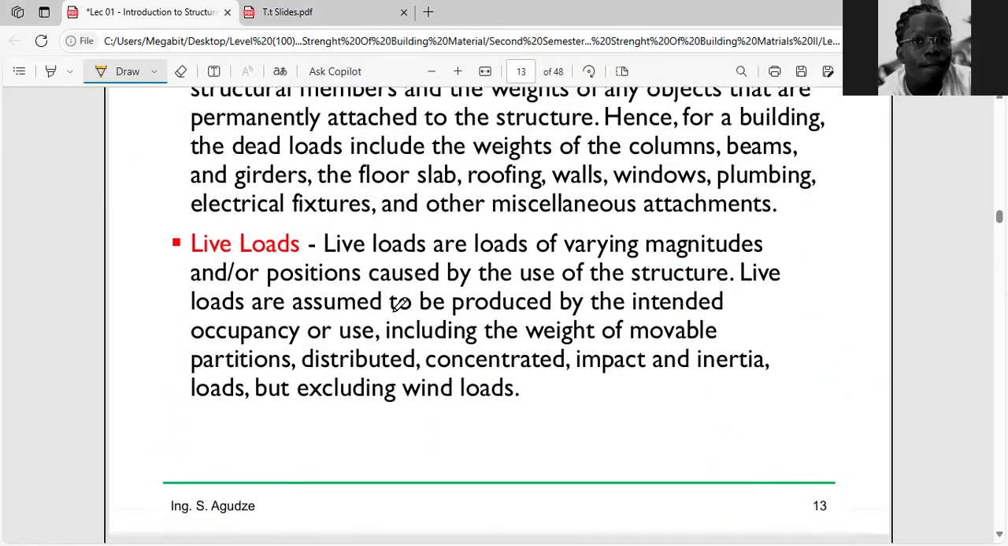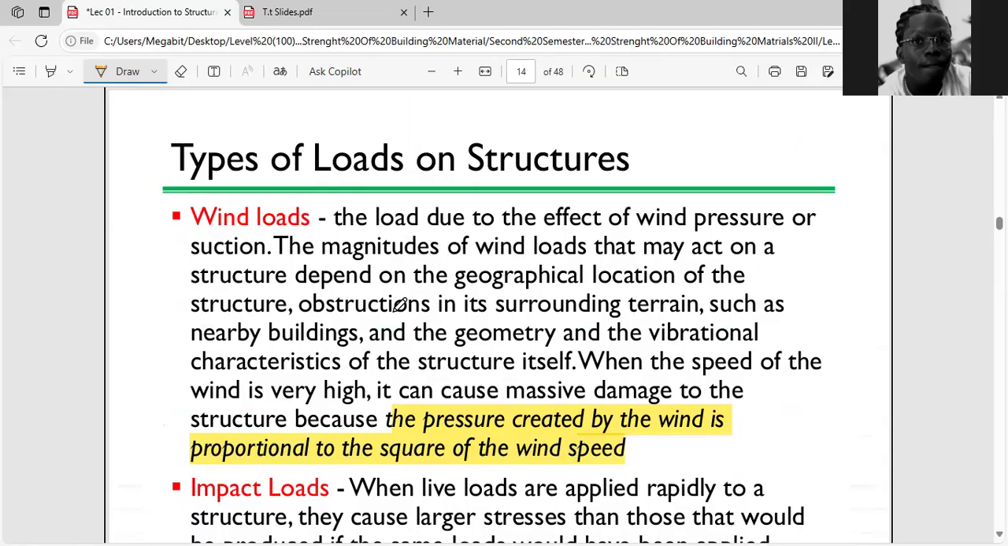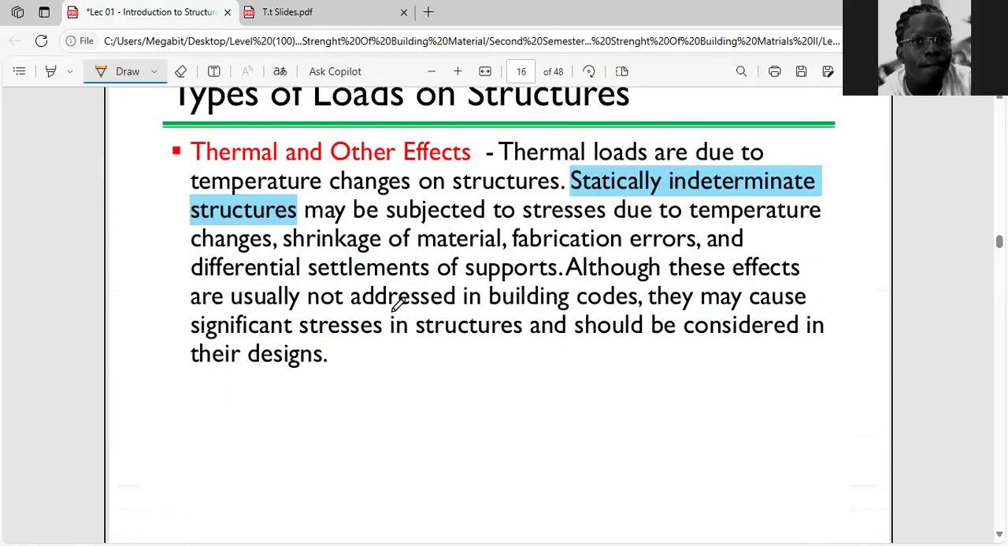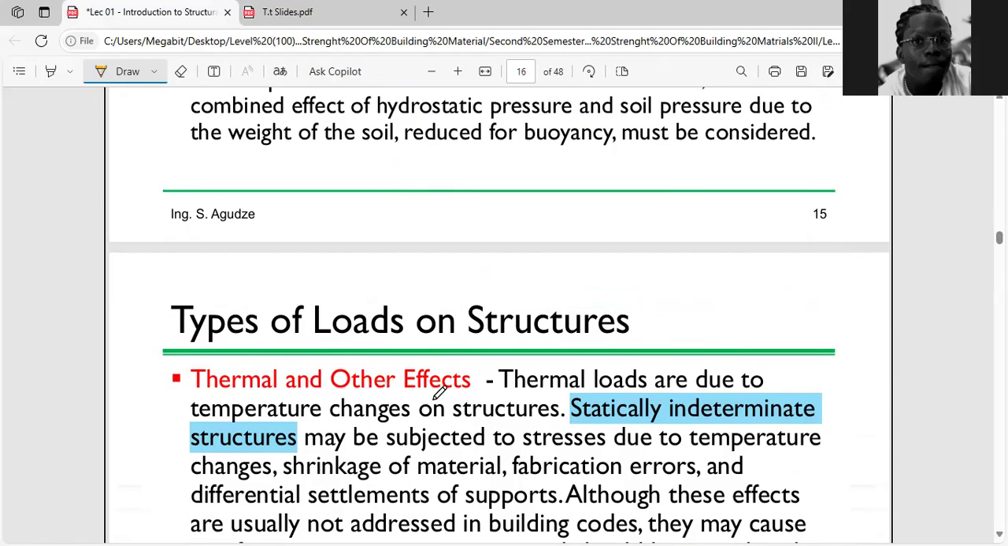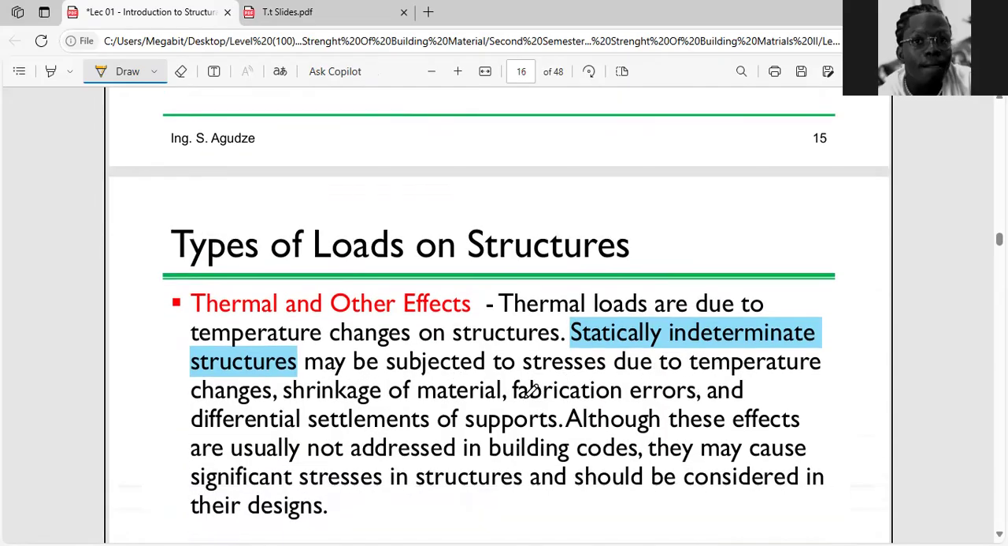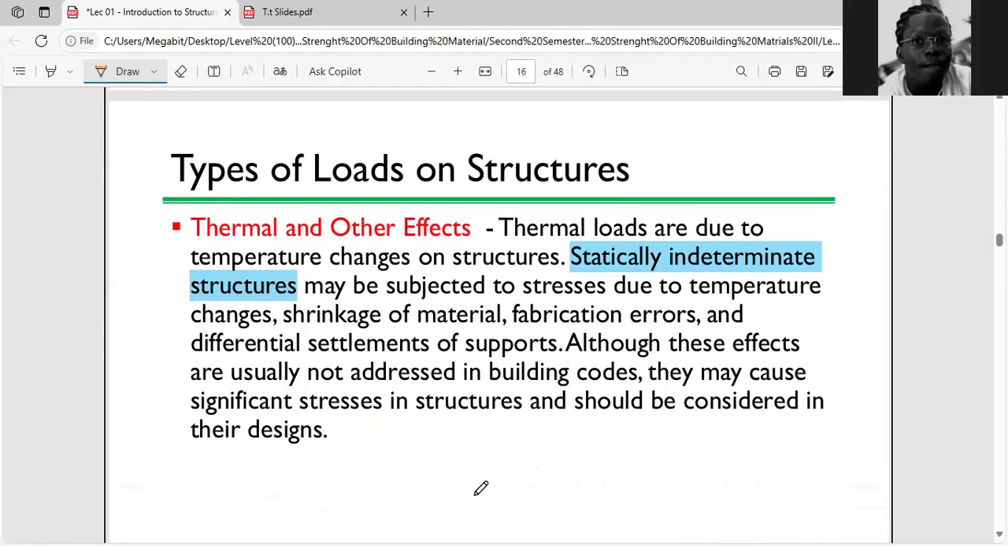Let's talk briefly about the thermal and other effects. Thermal loads are due to temperature changes on structures. Statically indeterminate structures may be subjected to stresses due to temperature changes, shrinkage of material, fabrication error, and differential settlement of support, although these effects are usually not addressed in building codes. They may cause significant stresses in structures and should be considered in their design.